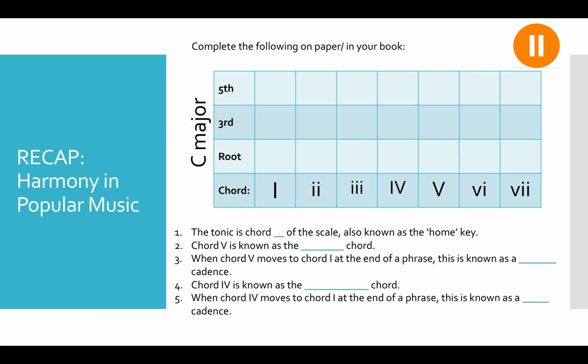Okay, we're going to move on to harmony now. So in your book or on your paper, copy this table out and fill in the root, 3rd and 5th notes of each chord in C major, and then copy and complete these sentences, so fill in the gaps. Okay, I'm going to give you the answers now, so swap pen colour, and let's have a look at what notes should have gone in this chord table.